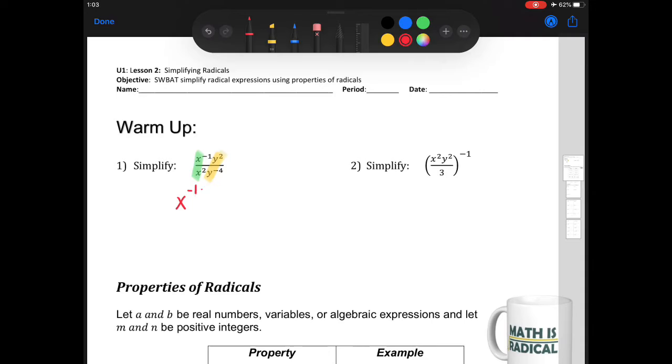So it'll be x to the negative 1 minus 2, and then y to the 2 minus negative 4, right? If we simplify it, negative 1 minus 2 is x to the negative 3, and then you have y to the 6th. You cannot have negative exponents, so you flip the base. It'll be y to the 6th over x cubed.